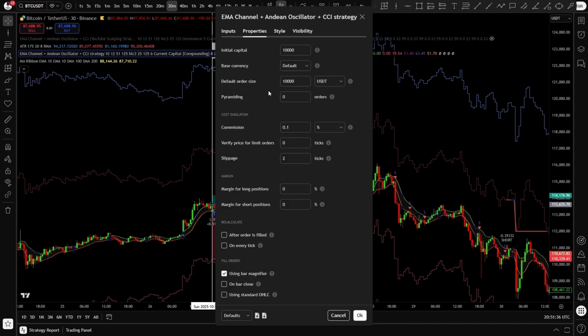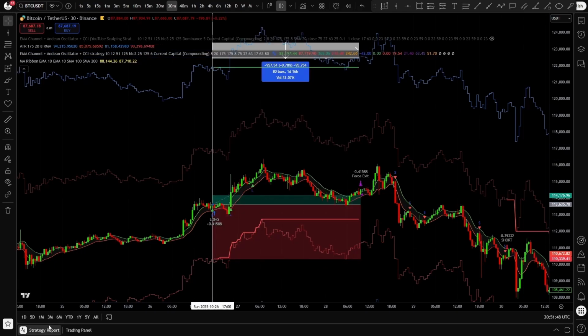And what about the fees? I set a 0.1% fee on each entry and exit and a 2-tick slippage. And now let's see the backtest results.